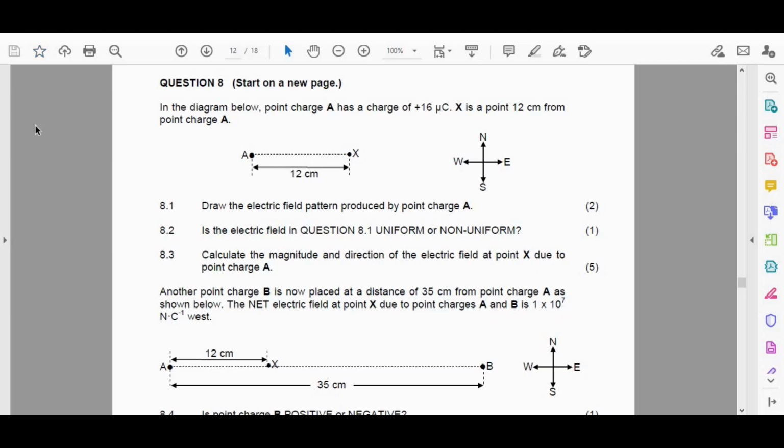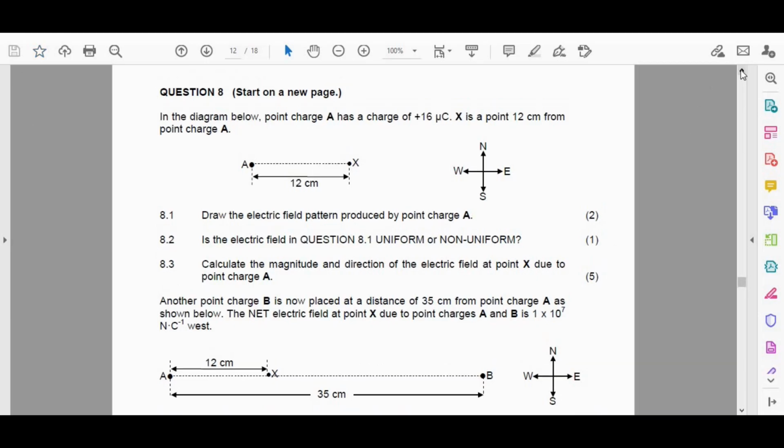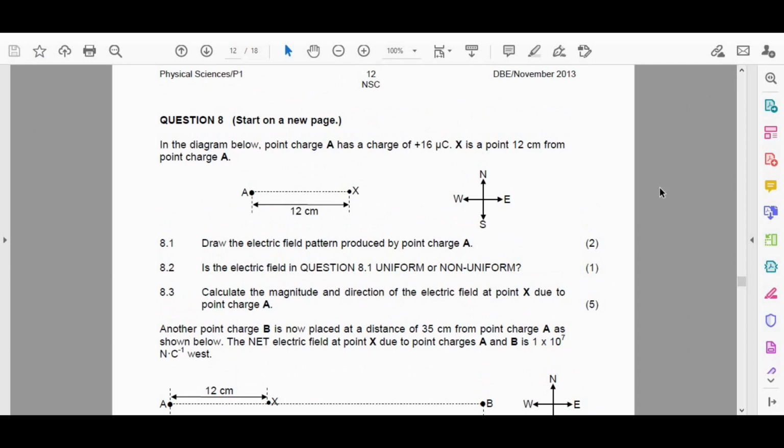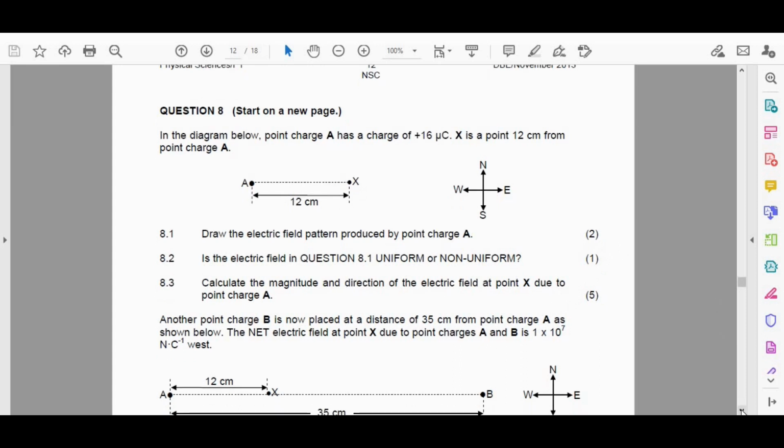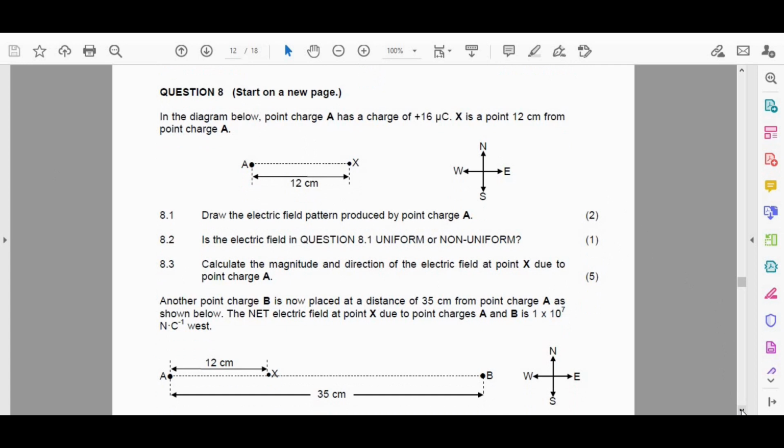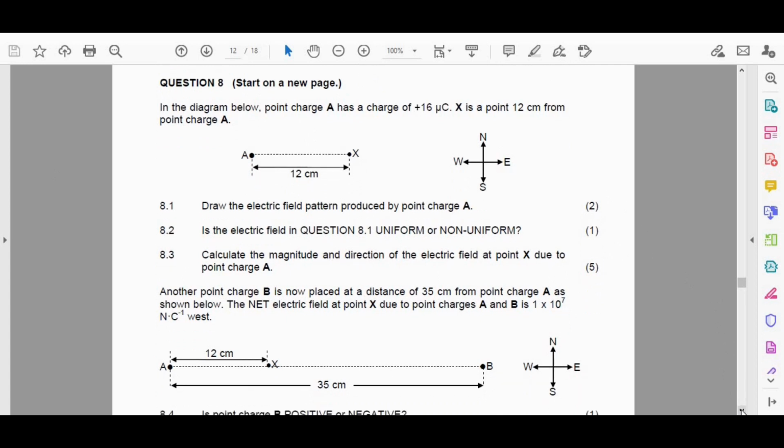Alright guys, let's do another question from the 2013 November final matric exam. We looked at a mock exam previously, but this is a final exam, question 8 of 2013, which is my matric end of year paper that I wrote back in 2013. They give us a diagram very similar to what we got previously, and they ask us again to draw the electric field. Is it uniform or non-uniform? We can skip that question, please.